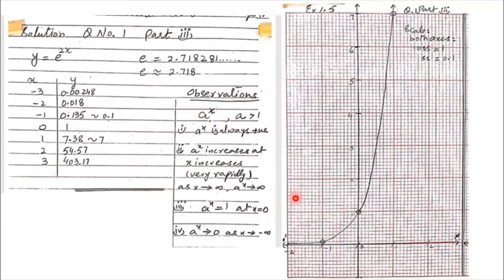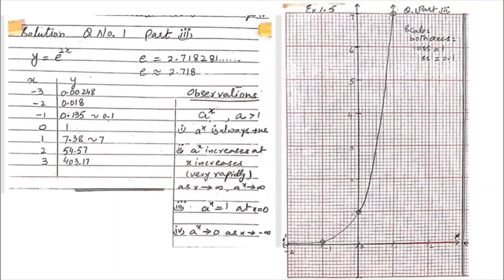Whenever you make the graph of an exponential function, this is the shape of the graph that you are going to get. Whenever we have a raised to power x, provided a is greater than 1, a to power x is always positive. It increases rapidly as x increases. It is always 1 at x equals to 0, and as x approaches negative infinity, a to power x approaches 0. So that is the graph of e raised to power 2x.